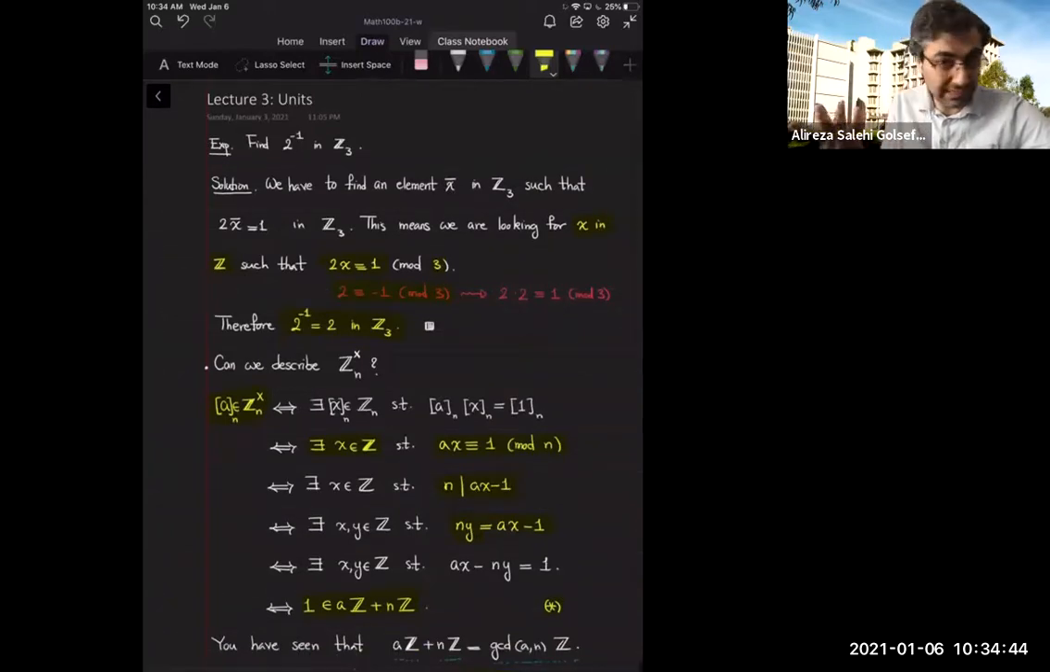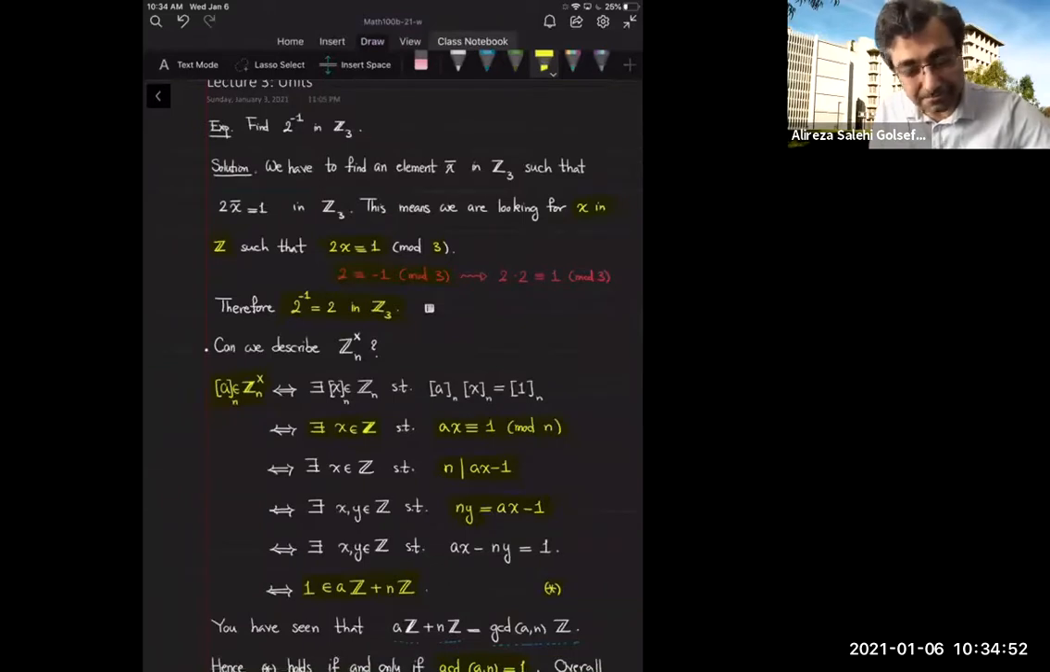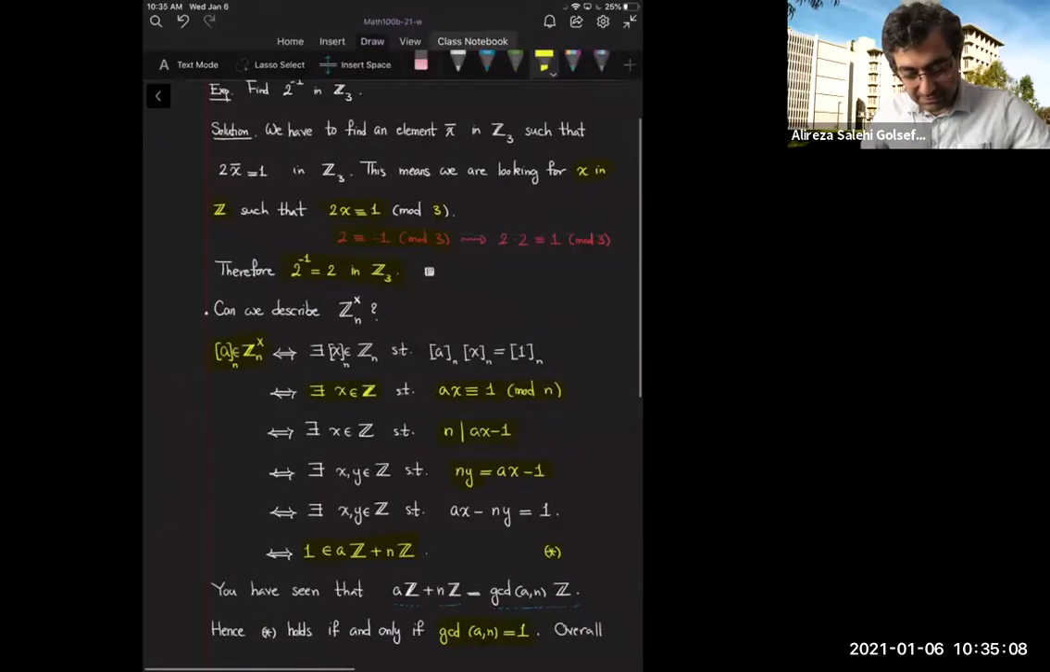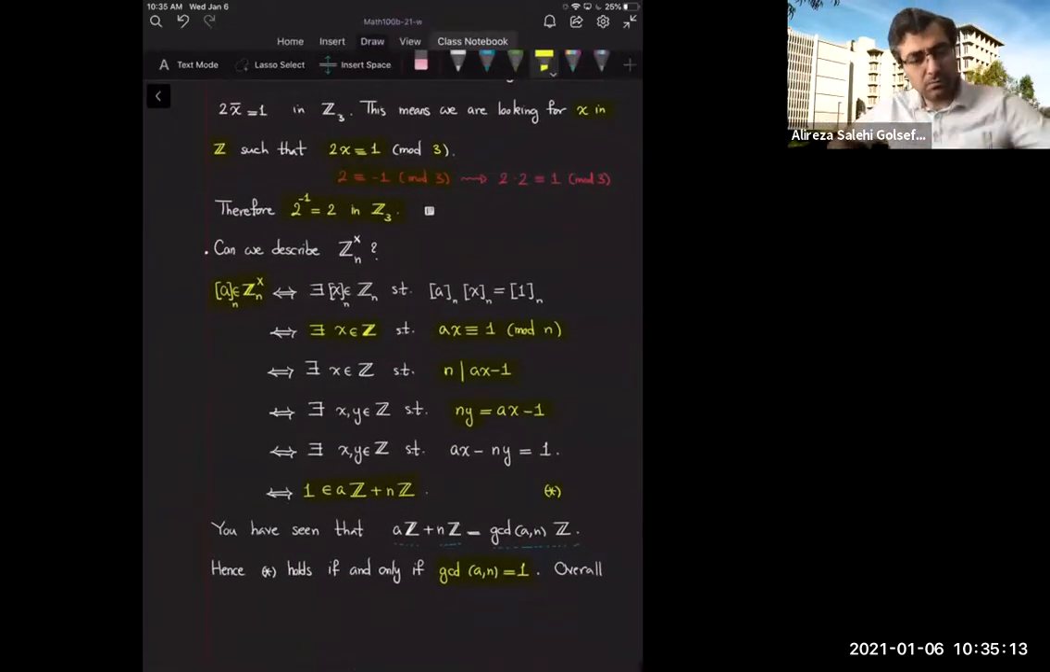Notice that 2 is negative 1 mod 3. And now it's easy to see that negative 1 times negative 1 is 1. Therefore, 2 times 2 is 1 mod 3. So this means 2 is a solution for this. And as we've discussed, if such an equation has a solution, it's unique. And that's the multiplicative inverse. So the multiplicative inverse of 2 is nothing but 2 in Z sub 3. Okay, now we want to use the same logic in order to understand the set of units of the ring of integers mod n.